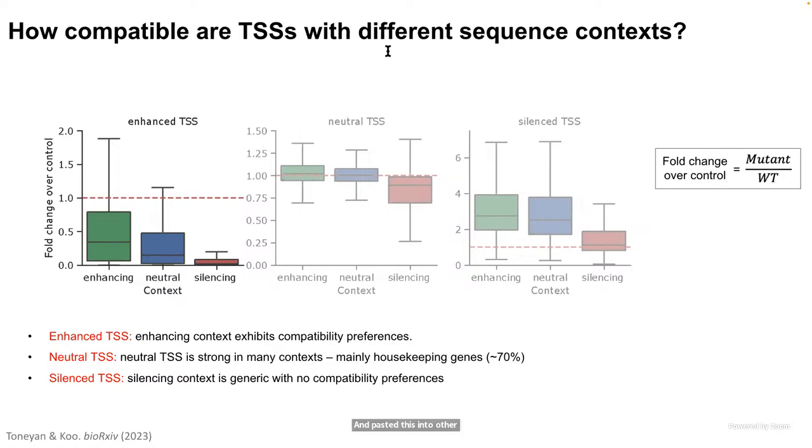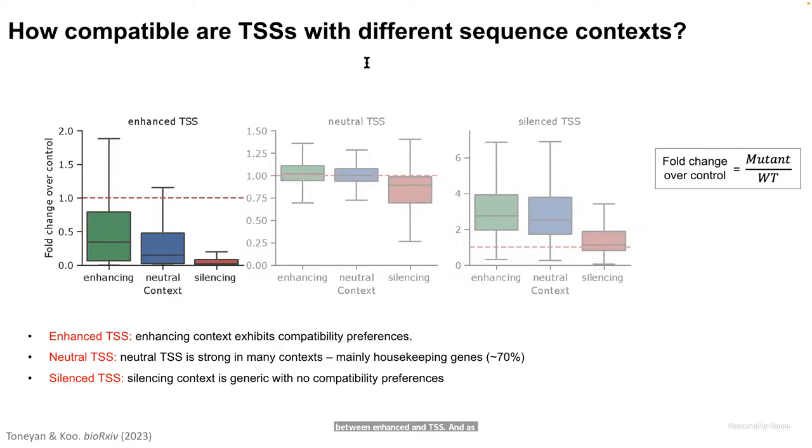So the results for this experiment are shown in green, and the normalized measure that we take is the mutant over wild type activity. On average, we observe lower than 0.5 activity fold change, meaning that the TSSs in this new enhancing context have more than twice lower activity compared to their original contexts. And this indicates that the original enhancers were tuned to activate their specific TSSs, potentially suggesting some sort of compatibility rules between enhancers and TSSs.